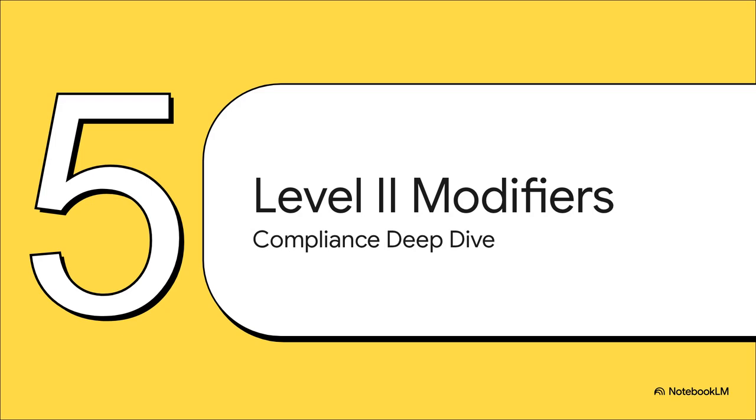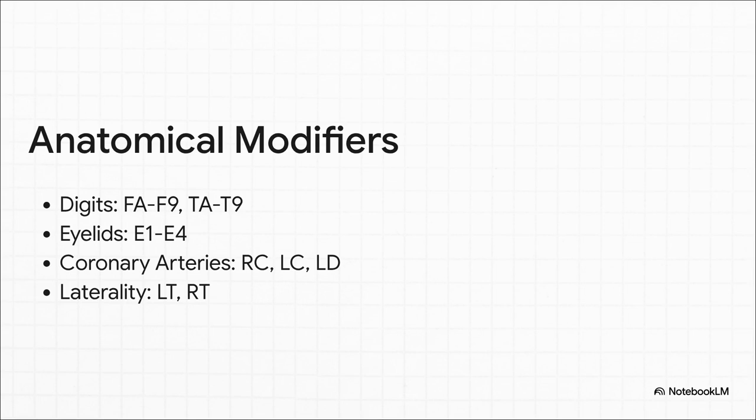Section 5, Level 2 modifiers and our compliance deep dive. In HCPCS, missing a modifier often equals an instantly denied claim. Anatomical precision modifiers are absolutely crucial here for exactness. You can't just bill for a procedure on a finger, you have to specify exactly which digit using FA through F9. The same extreme specificity goes for eyelids with E1 through E4, coronary arteries like the RC, LC, or LD branches, and of course your standard left or right side with LT and RT.